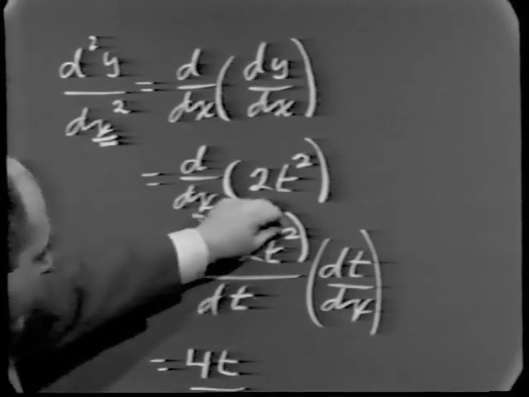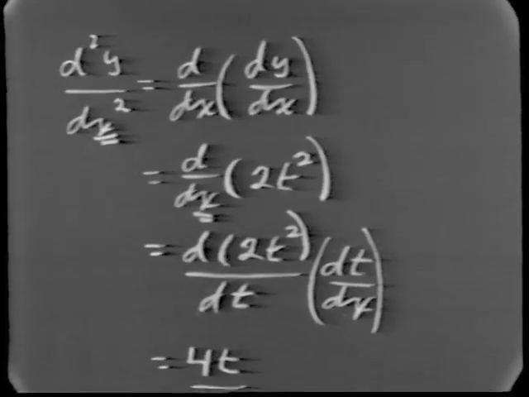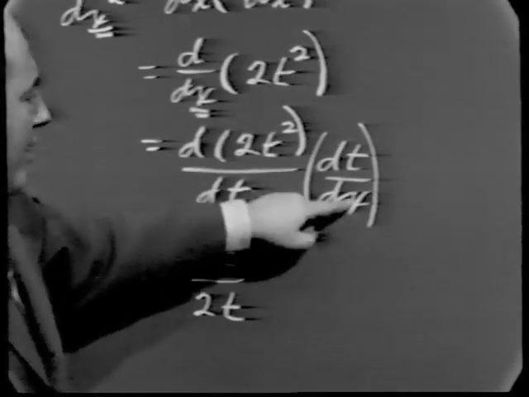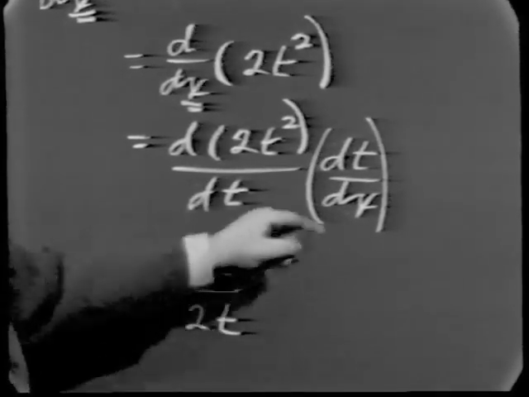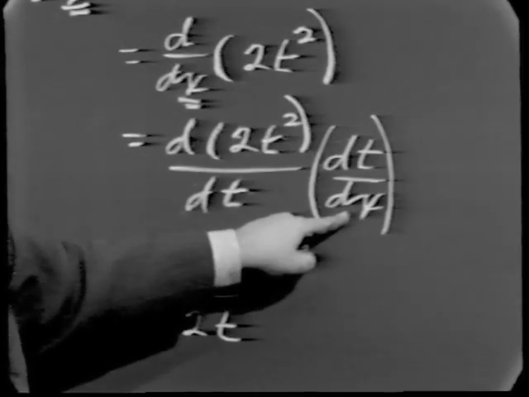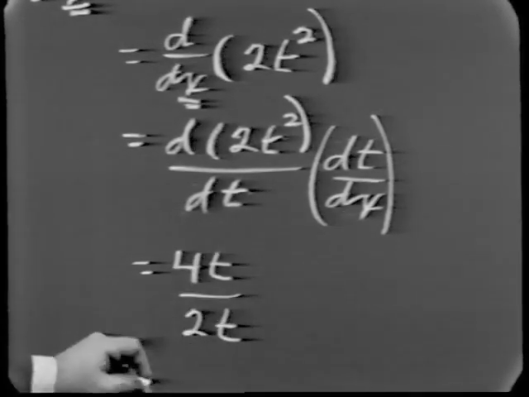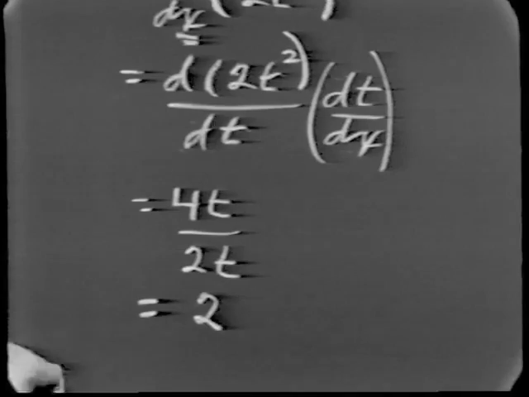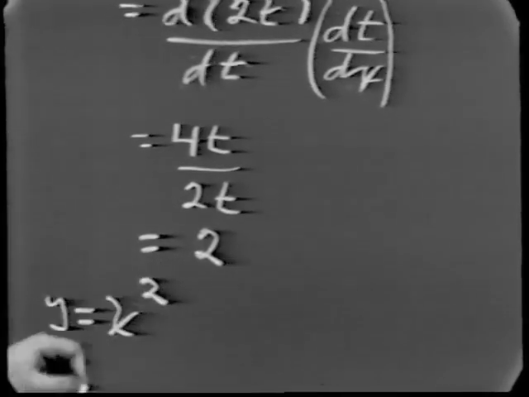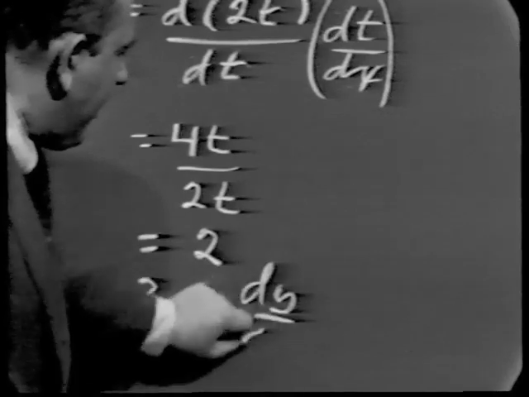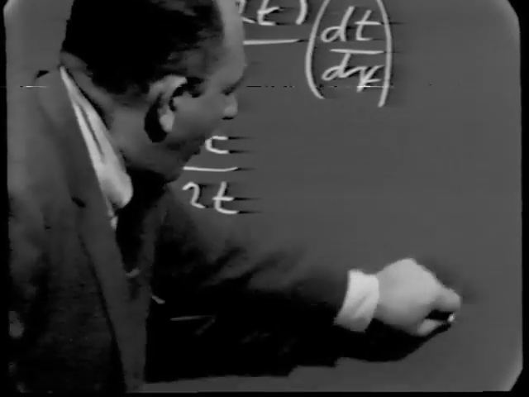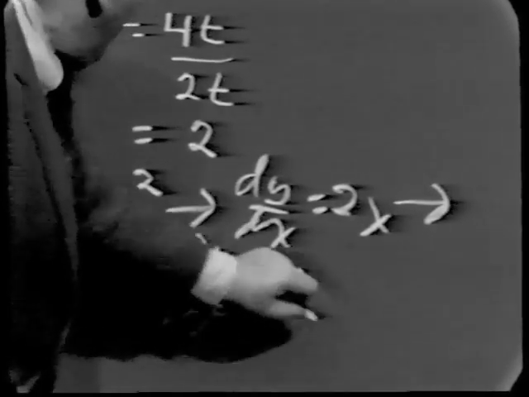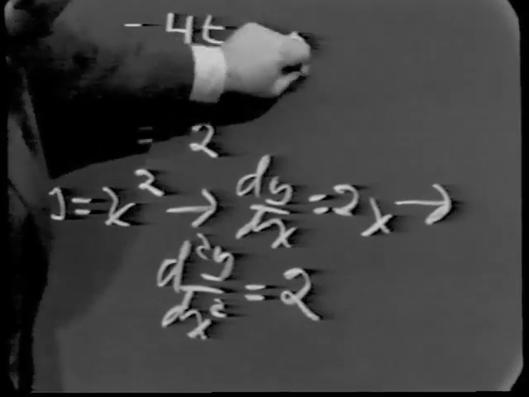Well, the derivative of 2t squared with respect to t is clearly 4t. The derivative of t with respect to x, assuming that we know something about inverse functions, is the reciprocal of dx/dt. We just saw that dx/dt was 2t. Therefore, dt/dx is 1 over 2t, and therefore the correct answer appears to be 2. Again, this is why I picked this simple case. Given that y equals x squared, we see at a glance that dy/dx is equal to 2x, and also at a glance, therefore, that d²y/dx² is equal to 2. By the way, that's exactly what this is equal to.